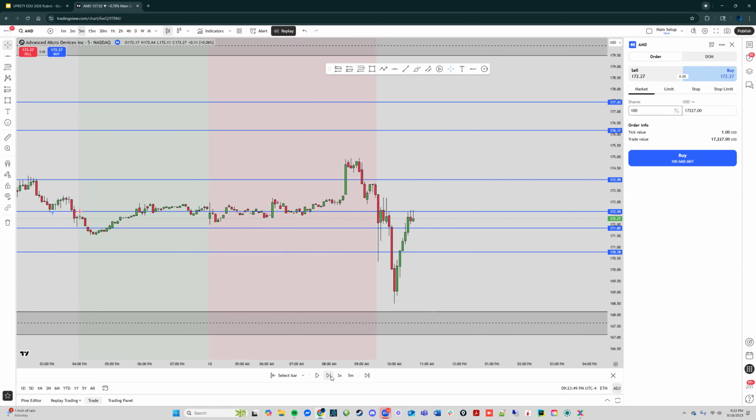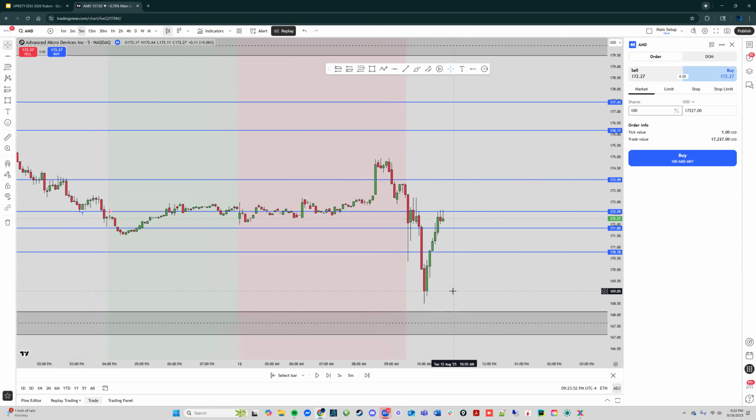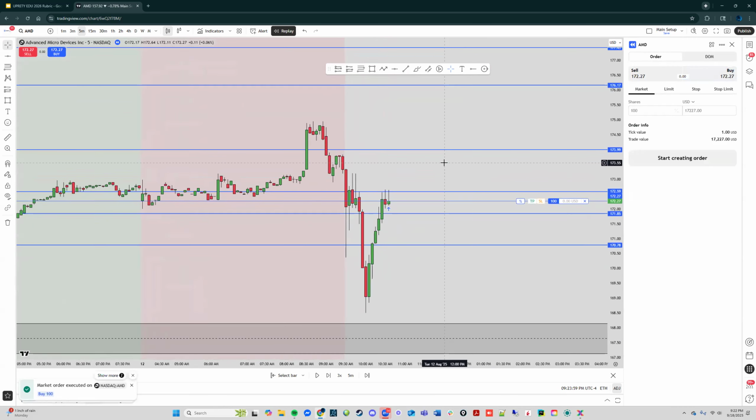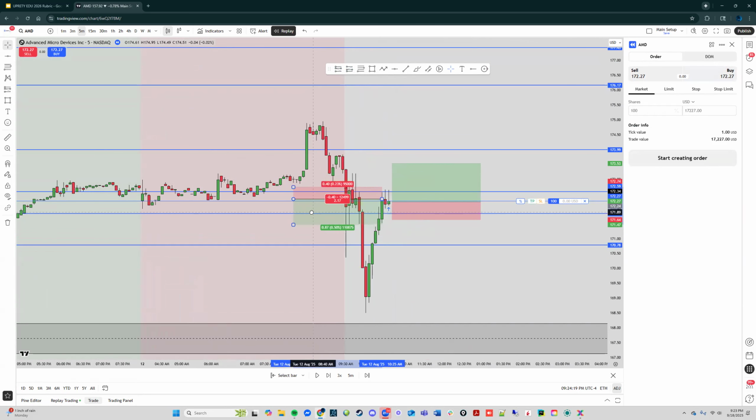You want to long here? Yeah. I would short. Yeah, so short would make sense. A long, this is what a long would look like here. This is what a short would look like. Let's see which one hits first.